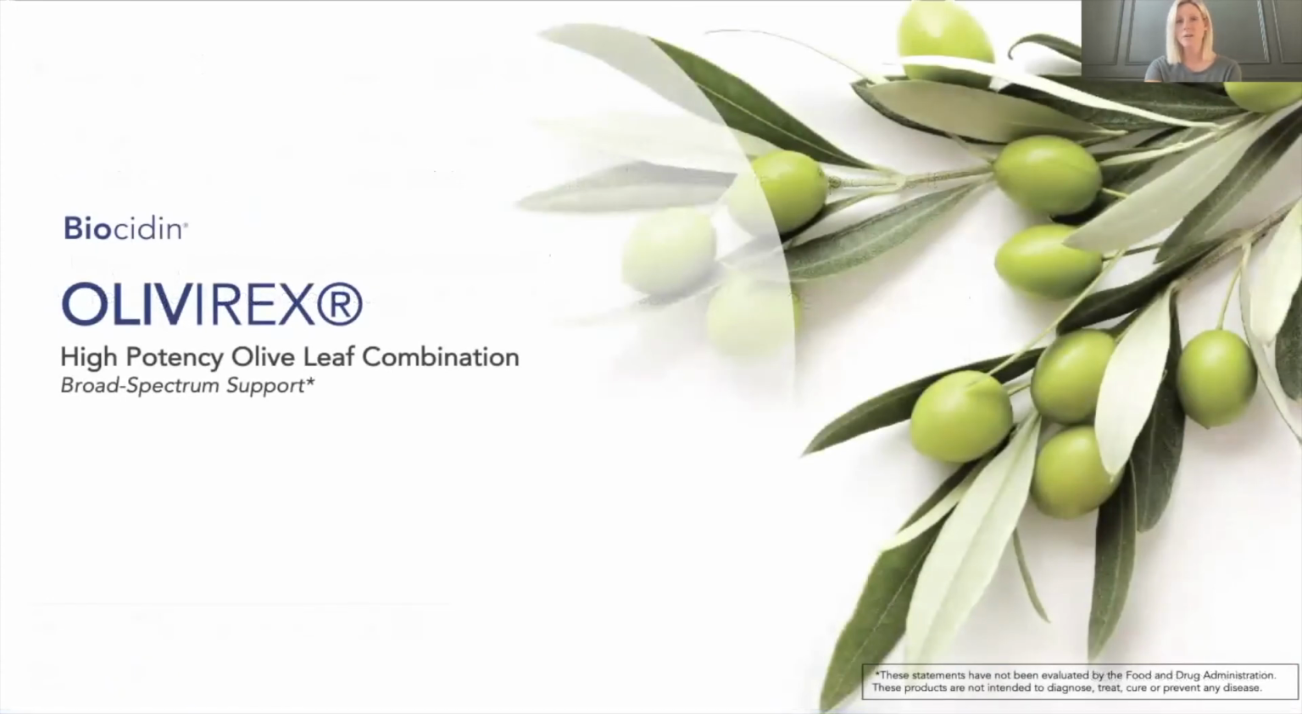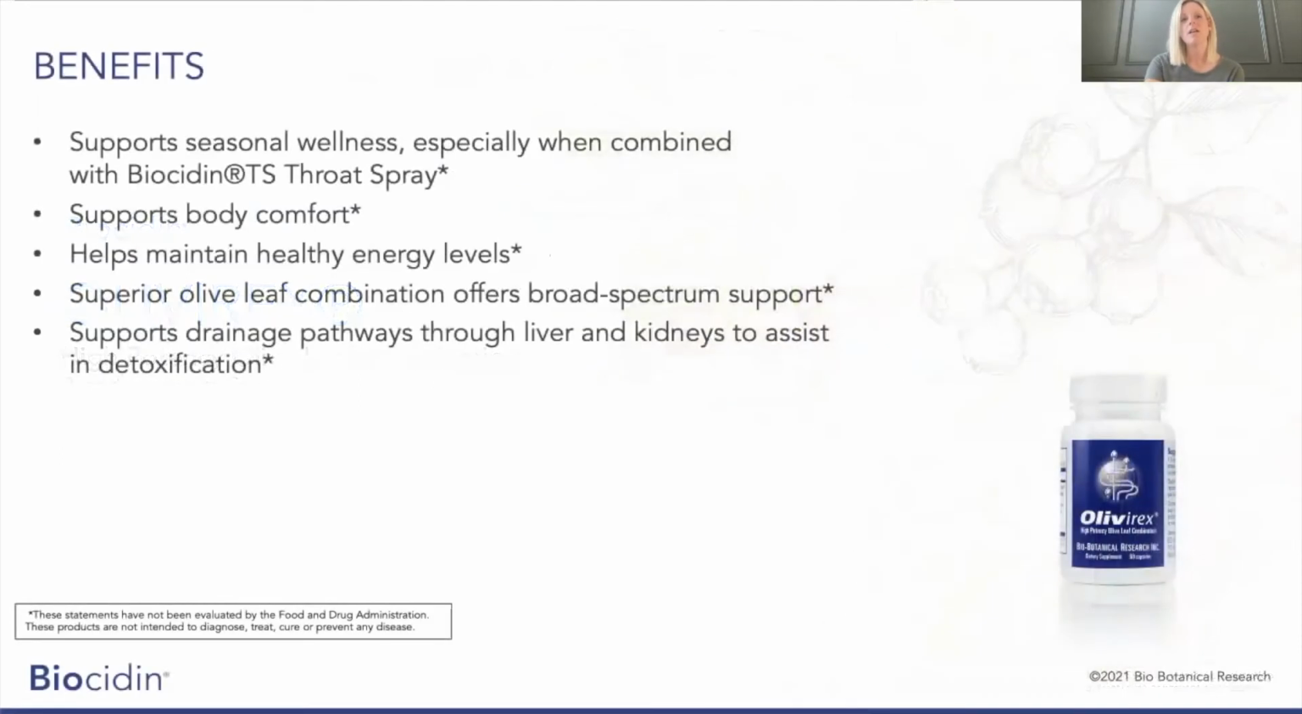Olive Iris is another one that I add in oftentimes with my patients, especially more complex cases. It's a high potency olive leaf combination. It also offers broad spectrum support, and it works really well for seasonal wellness if you pair it with our throat spray, but supports that whole body wellness. It helps maintain healthy energy levels, and the oleuropein in it is superior, which offers that broad spectrum support. I really like it for my viral patients as well. So if you're concerned about chronic viral loads, I use it in those patients.